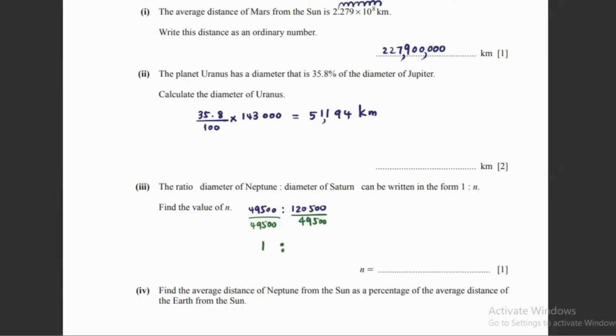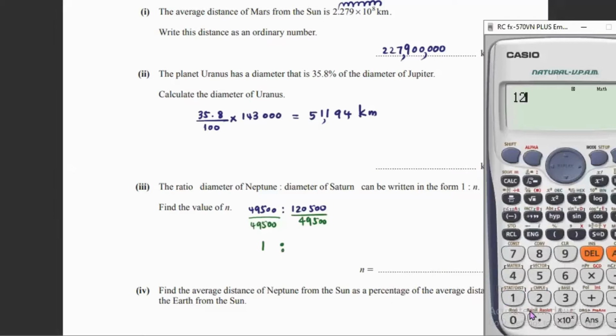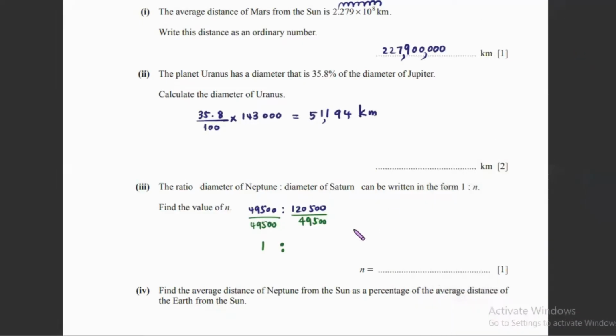So now to find the value of n, I'm going to put 120,500 divided by 49,500. So when I do this, I end up getting 2.4343. Likewise, it keeps continuing. So I can write it as 2.43. So correct to 2 decimal places, I have written it. So that means the value of n is 2.43.